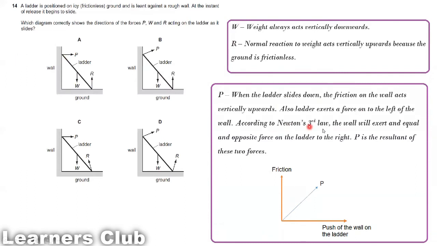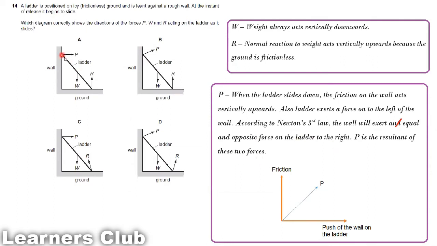According to Newton's third law, the wall will exert an equal and opposite force on the ladder, to the right. P is the resultant force of these two forces.